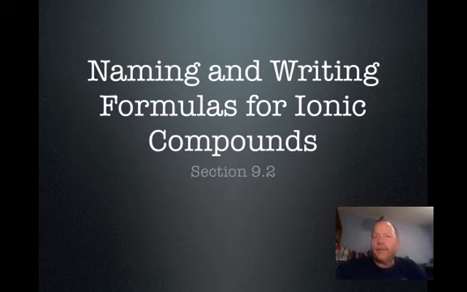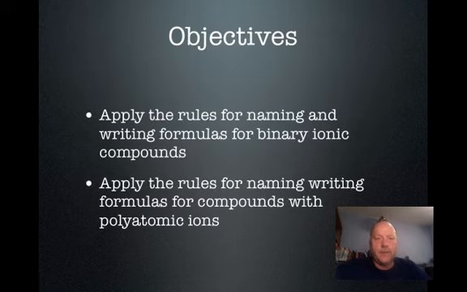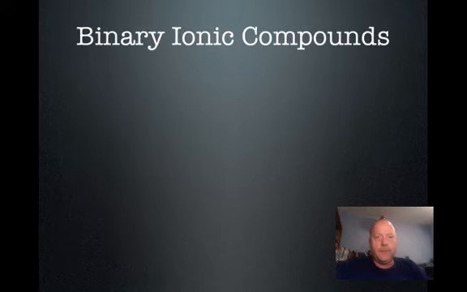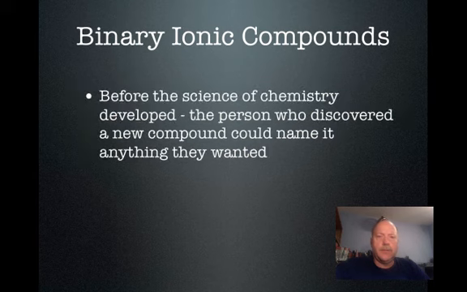Alright, so we're ready for section 9.2, naming and writing formulas for ionic compounds. So here's our objectives. This is what we're trying to get out of this. Be able to apply the rules for naming and writing formulas for binary ionic compounds and for polyatomic ions. Alright, so let's start with binary ionic compounds.